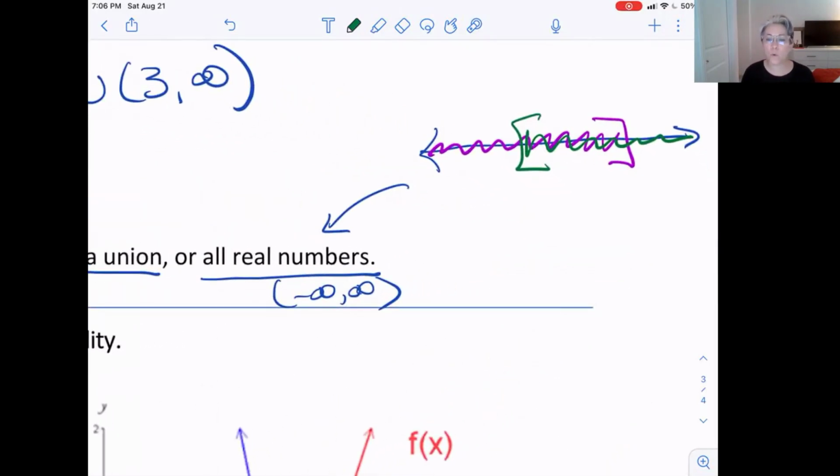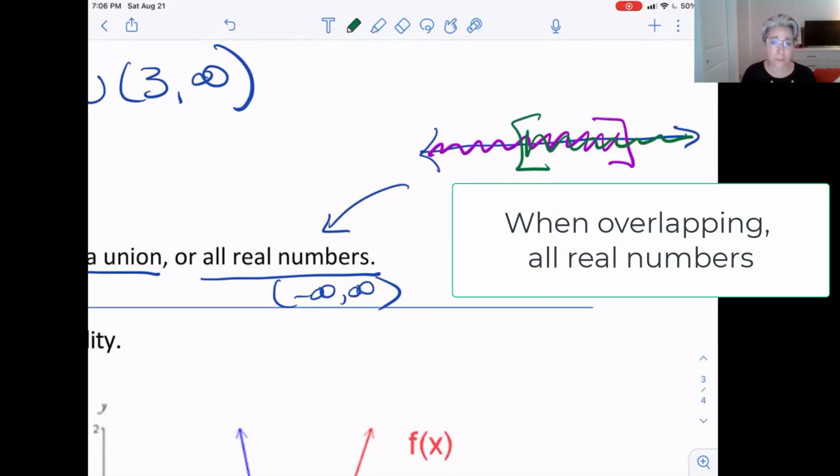So if either of them work, that includes everybody. So when they overlap, it's all real numbers.